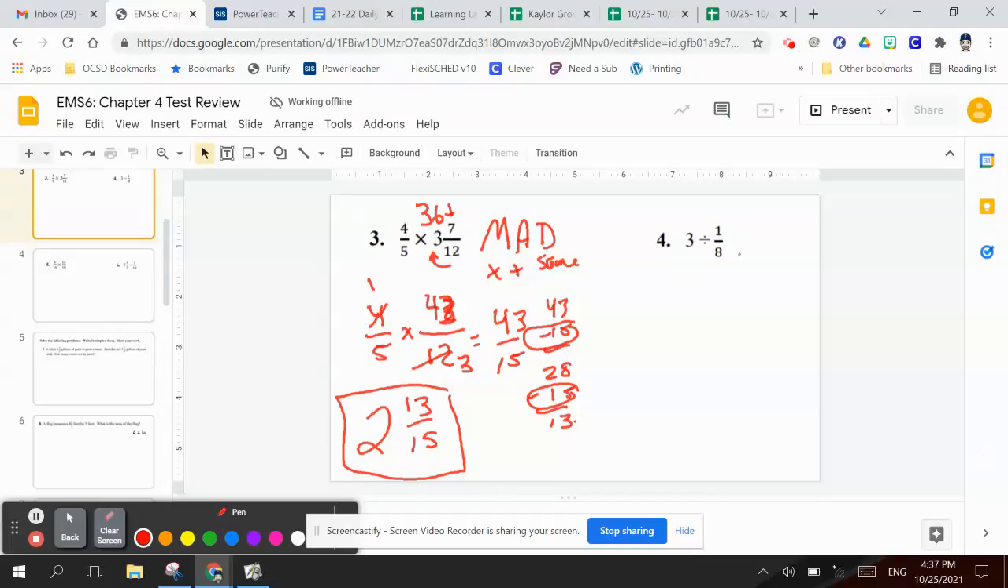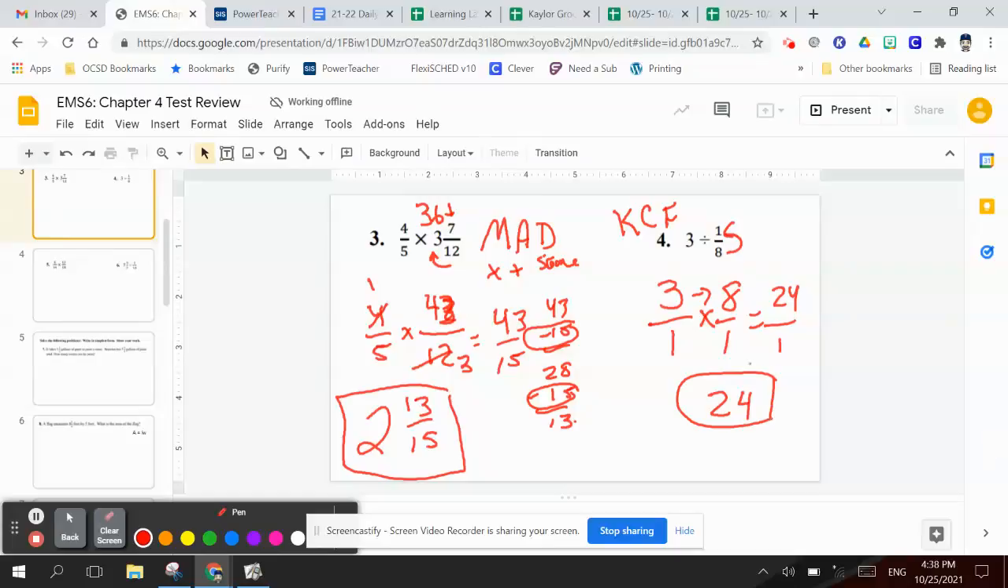Number 4 is 3 divided by 1/8. So I take 3. I remember my keep, change, flip. Keep the first fraction the same, which is 3 over 1. Change the sign from divide to multiply, and flip the second fraction to its reciprocal, 1/8 as 8 over 1. When I multiply, 3 times 8 is 24. 1 times 1 is 1. And 24 over 1 is the same as 24.